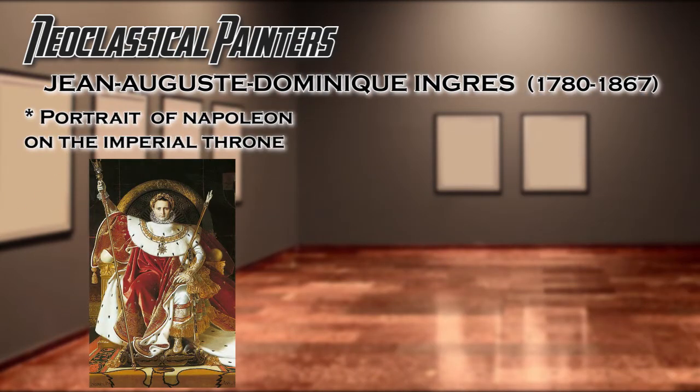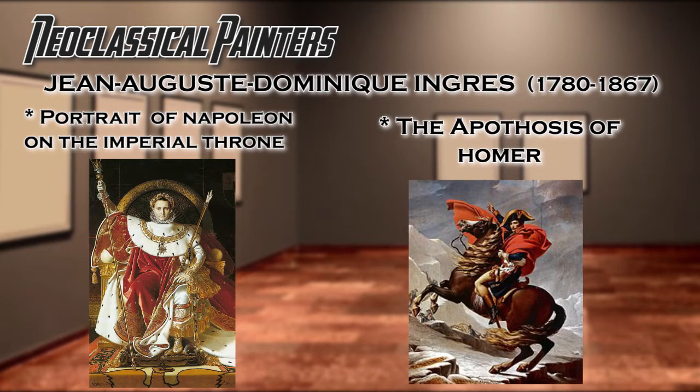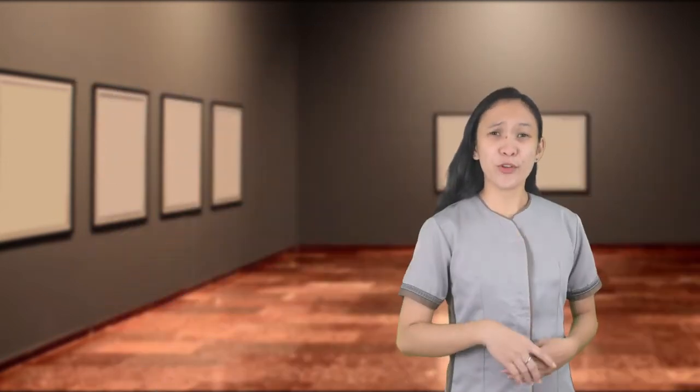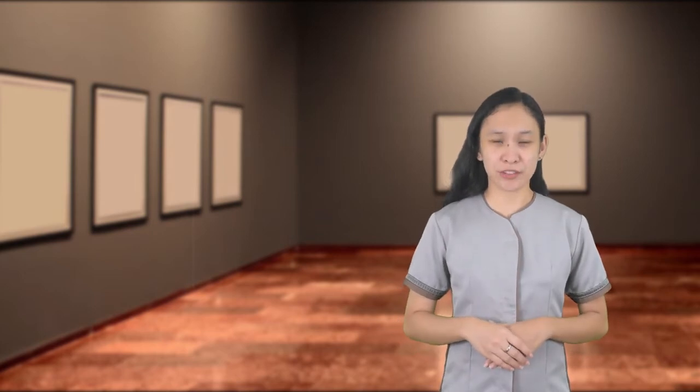Portrait of Napoleon on the Imperial Throne depicts Napoleon in his decadent coronation costume, seated upon his gold-encrusted throne, hands resting upon smooth ivory balls. The Apotheosis of Homer depicts Homer receiving all the brilliant men of Rome, Greece, and contemporary times. Now, we've known the neoclassical painters.